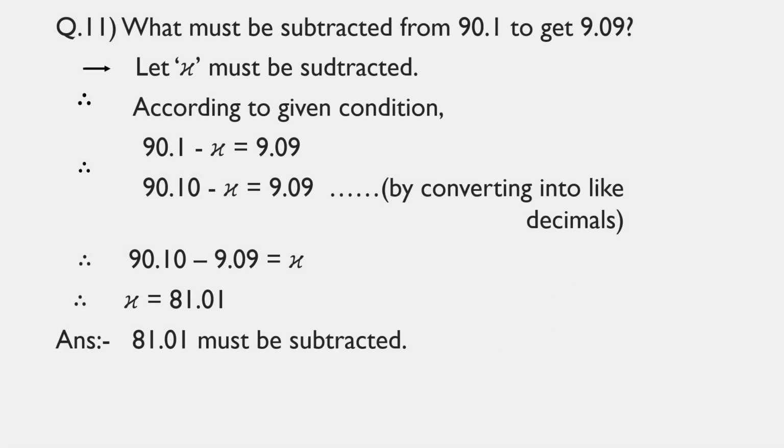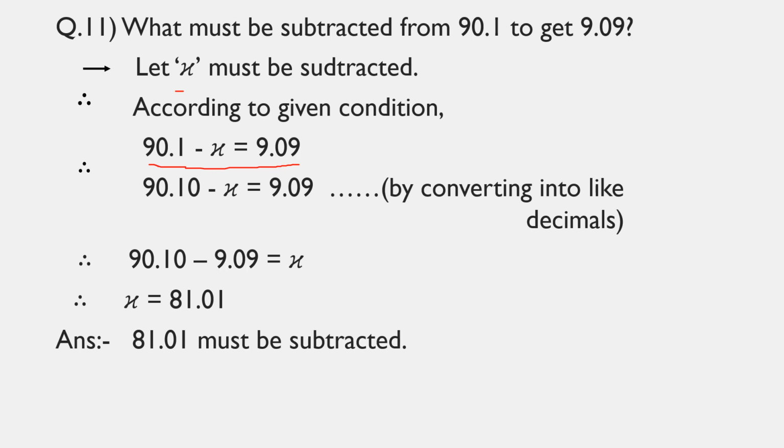Okay children, now we'll see some word problems related to decimals. So we'll see question number 11. What must be subtracted from 90.1 to get 9.09? So we'll consider that number to be x. So let x be subtracted. According to the given condition, first we'll frame an equation. So what will be our equation? See, 90.1, right, minus x is equal to 9.09.